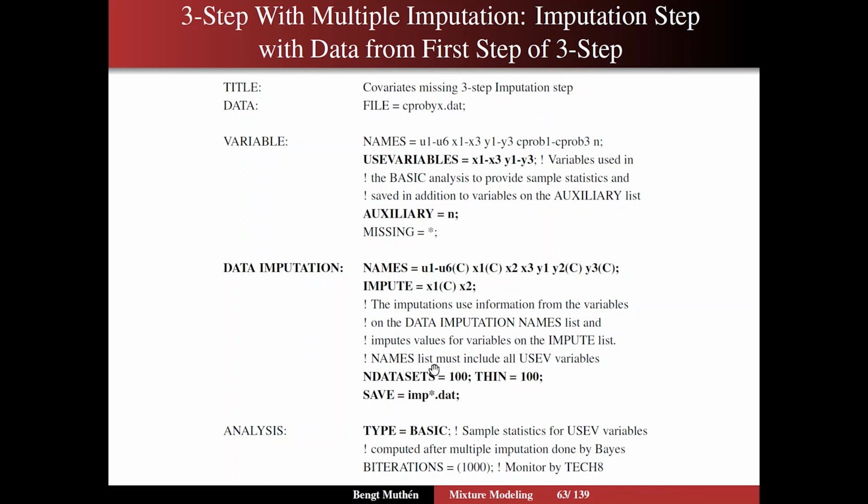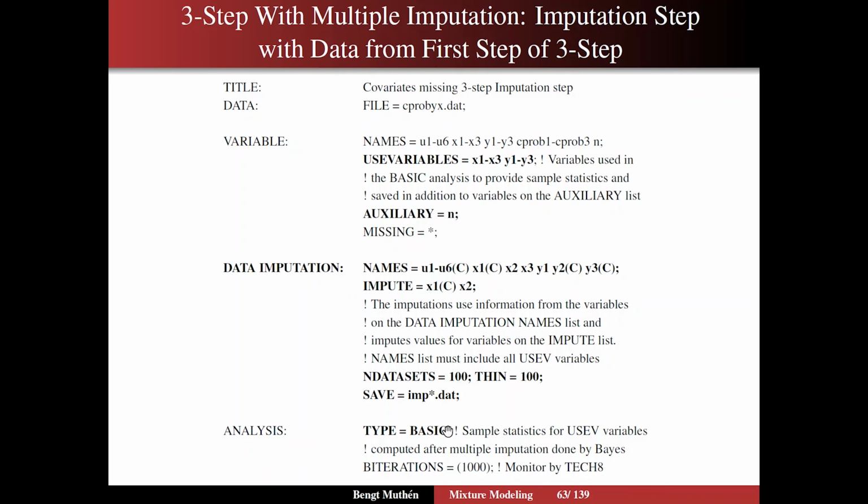The names list must include all use variables. And in this case, we request 100 imputations with a thinning of 100. So we don't record every iteration, we record every 100th iteration to avoid autocorrelation between the draws. And we save that as an impute star dot dat data set, which gives you all 100.